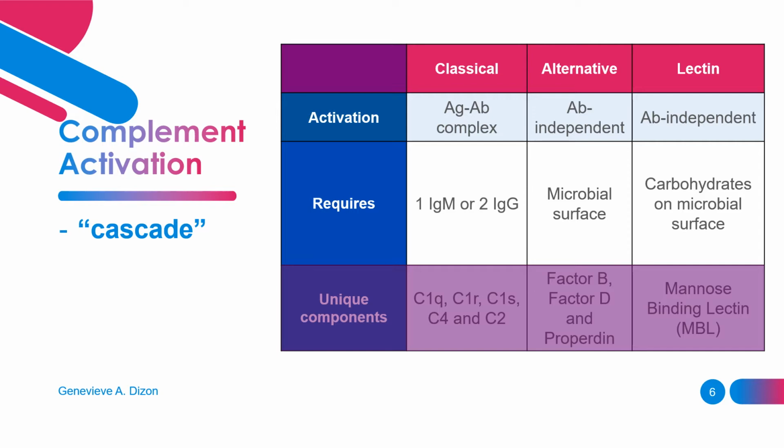The lectin pathway, on the other hand, requires the carbohydrates on microbial surface. The different unique components for the pathways are: the classical pathway needs C1q, C1r, C1s, C4, and C2. The alternative pathway has factor B, factor D, and properdin, while the lectin pathway has the MBL, or the mannose binding lectin.